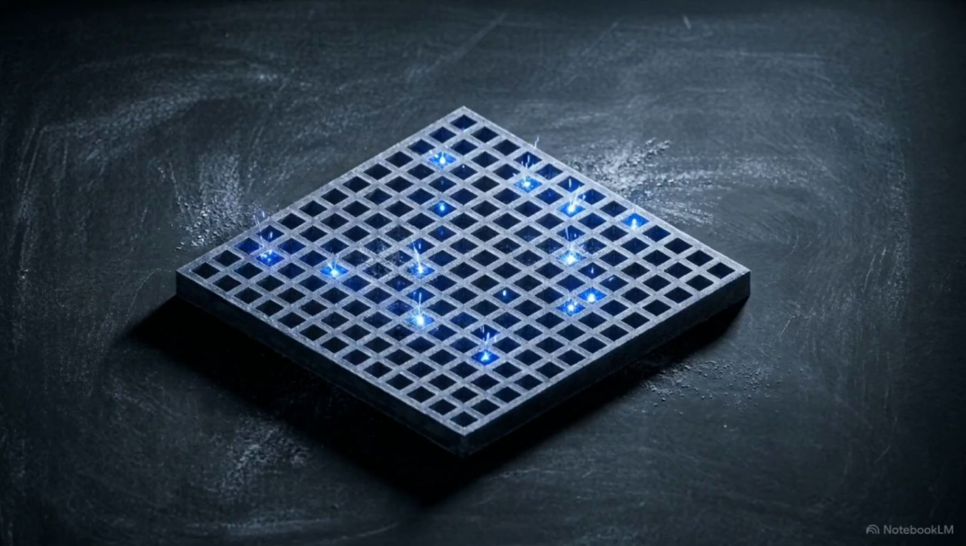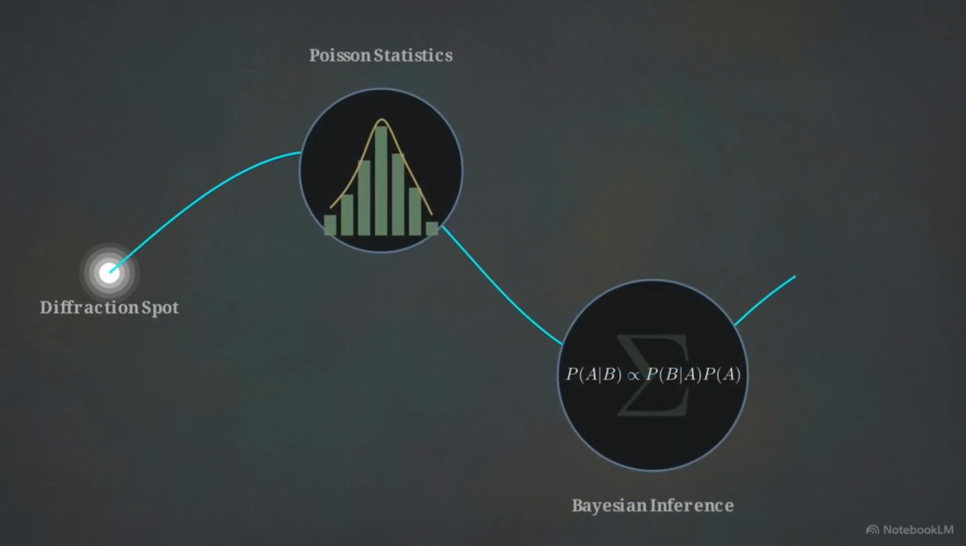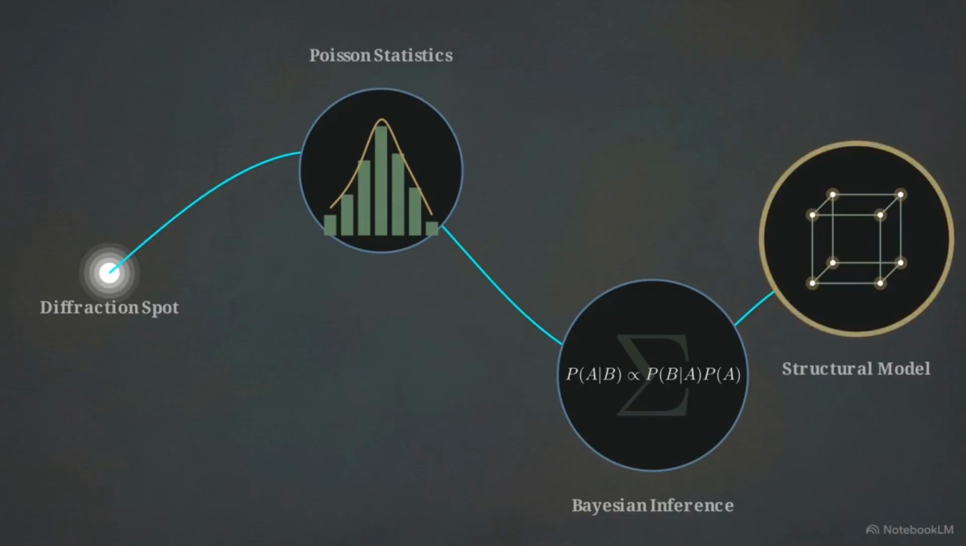This begins the moment physical photons strike the detector array. To understand how we map molecules at the atomic level, we will trace the mathematical journey of a single diffraction spot, starting from the point of photon impact all the way to the final structural model.